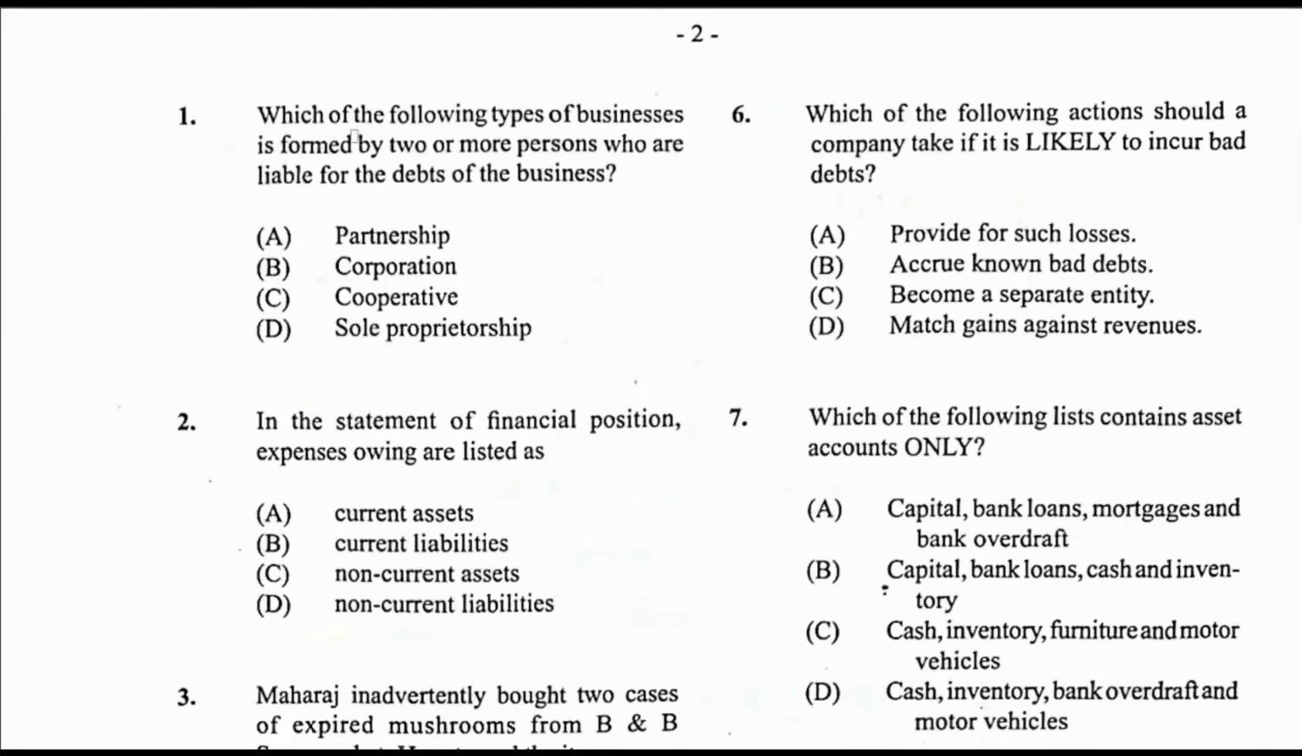Alright, so question 1. Which of the following types of businesses is formed by two or more persons who are liable for the debts of a business? Alright guys, you realize that this is in fact a business organization question, and a business organization where you have two or more persons will in fact be a partnership. So let's put that down as our answer, partnership.